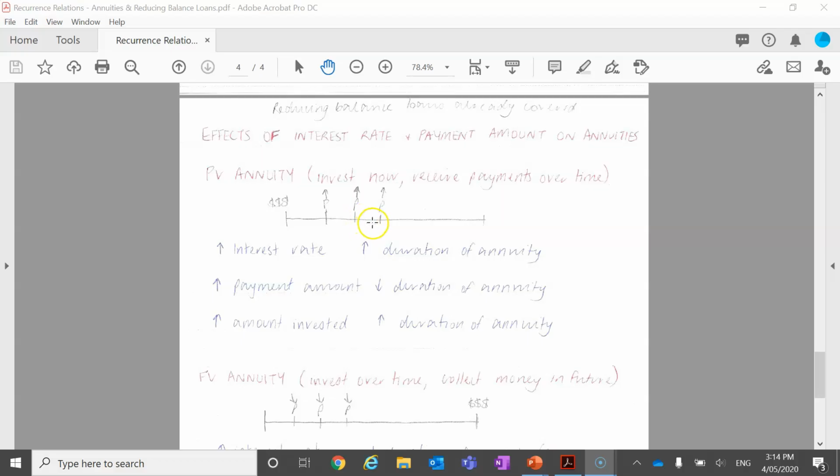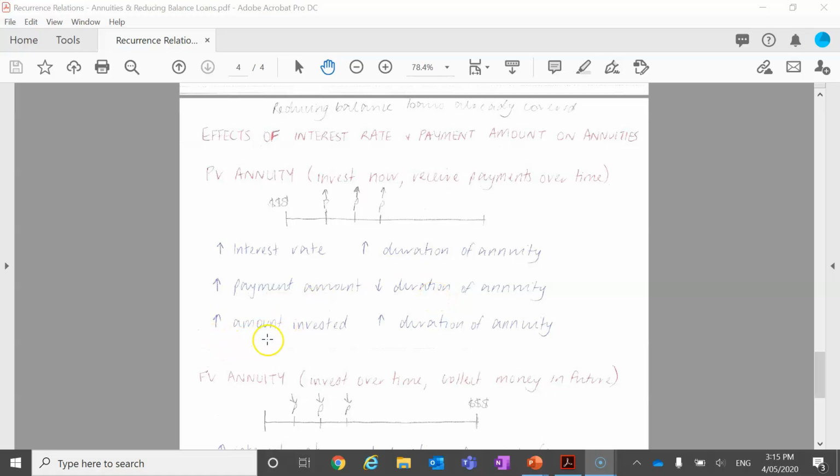So if it's earning more interest, then the duration of the annuity will increase because I'll be able to receive payments for a longer period of time because the interest rate was higher and therefore I was earning more money along the way. What happens if I increase my payment amount? If I change my payment amount to a higher amount of money, that means I'm taking money out of my account more rapidly. And if I do that, then the duration of my annuity is going to decrease because I'm going to run out of money sooner.